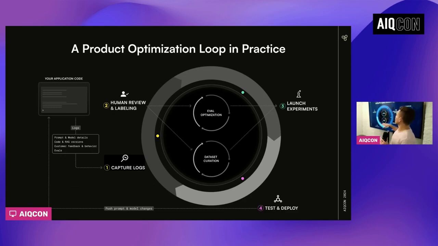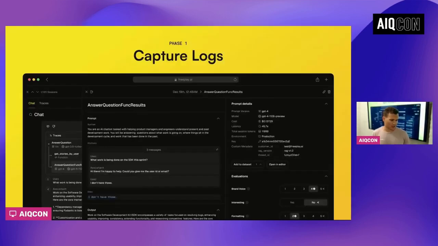The two artifacts that we want to come out of here are eval optimization, building your eval suite, and dataset curation. Those two things will ultimately feed your ability to actually launch experiments that you can truly validate. And from there, we're going to get our experiment results and ultimately move into the testing and deployment phase. And so let's jump into what this looks like in each of these phases.